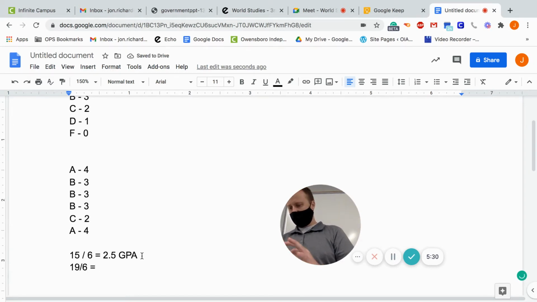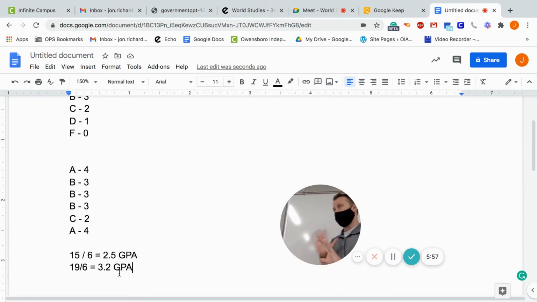19 divided by 6 is a 3.16, but we'll call it a 3.2. We'll round up to 3.2 GPA. So just changing that F to a C and those 2 C's to a B, that's not completely revolutionary, changing your grade point average. That jumps you up a 0.7, and then all of a sudden, it's much easier to get in those colleges. So that's how GPAs work, okay?